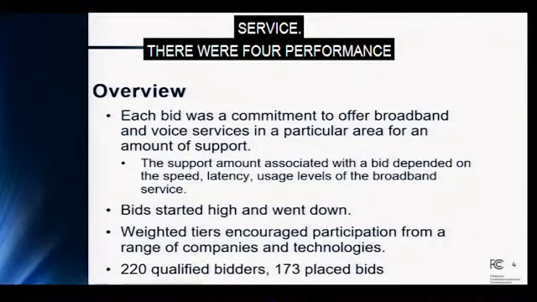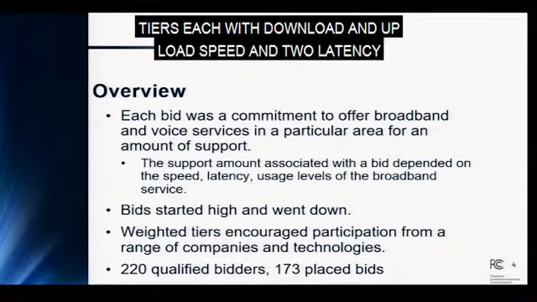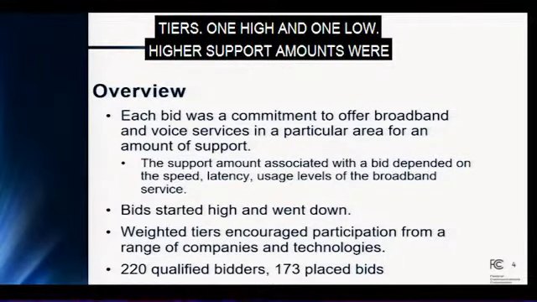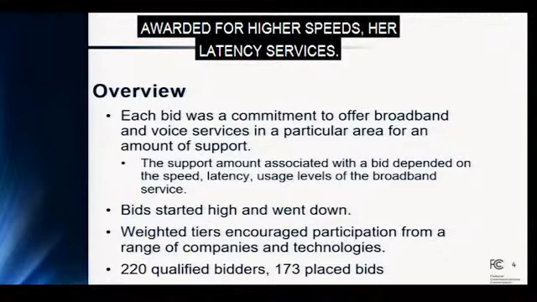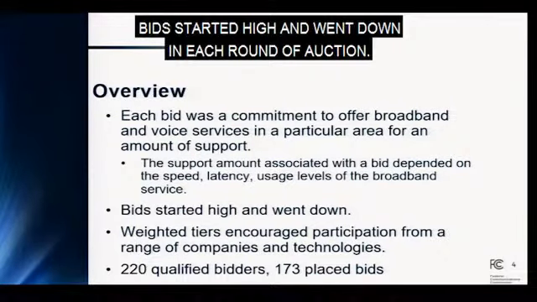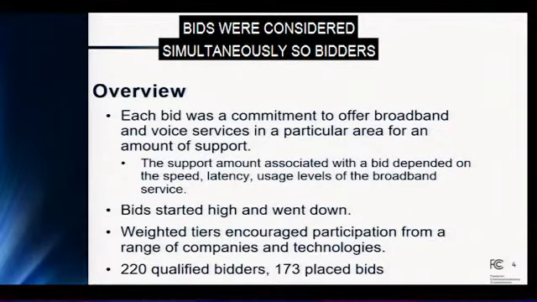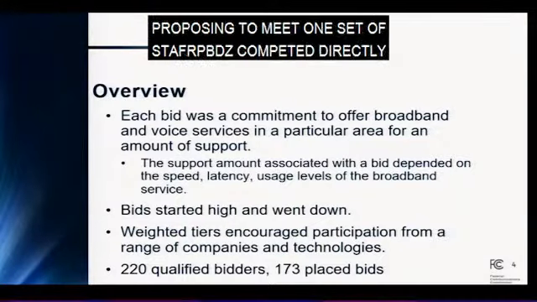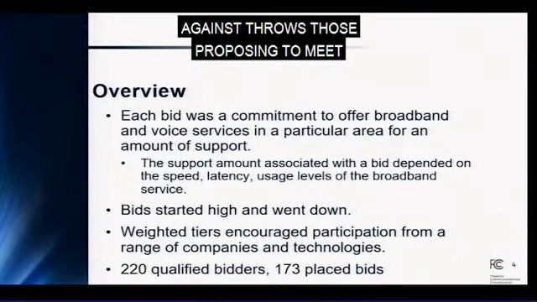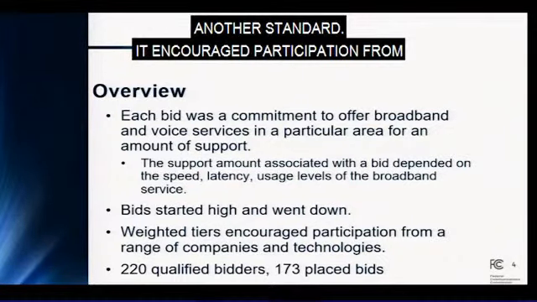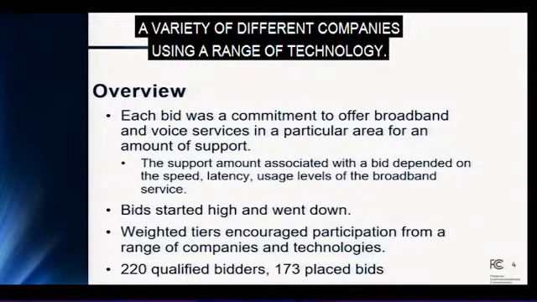There were 4 performance tiers in the auction, each with a different minimum download and upload speed and usage allowance, and 2 latency tiers, 1 high latency and 1 low latency. Higher support amounts were awarded for higher speeds, lower latency services. Bids started high and went down in each round of the auction. Bids were considered simultaneously so that bidders proposing to meet one set of performance standards competed directly against bidders proposing to meet another standard. The weighted tiers encouraged participation from a variety of different companies using a range of technologies.